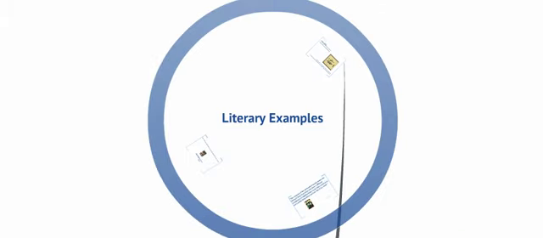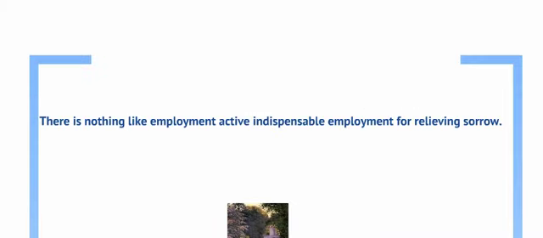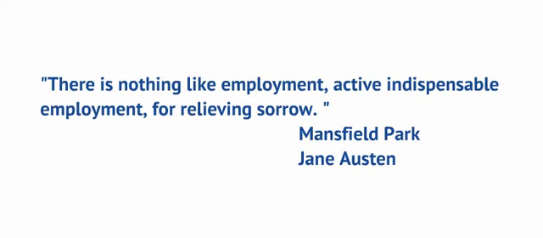So here's a few more literary examples of appositives. Students, pause the presentation and see if you can decide where the commas would go in this sentence. This is an excerpt from Mansfield Park by Jane Austen. "There is nothing like employment, active, indispensable employment, for relieving sorrow." These three words, "active, indispensable employment," are the appositive that modifies this word, "employment." It's just giving more information about what kind of employment she's talking about.